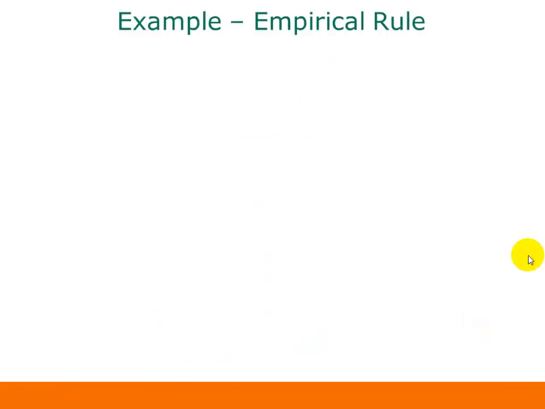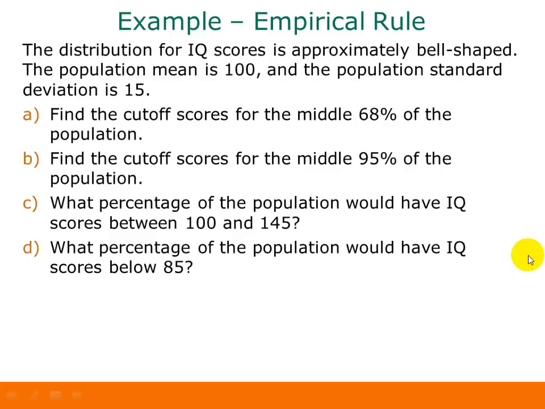Let's look at an example of using the empirical rule. The distribution for IQ scores is approximately bell-shaped. The population mean is 100 and the population standard deviation is 15. First we'll find the cutoff scores for the middle 68% of the population for IQ scores. Then we'll find the cutoff scores for the middle 95% of the population. Then we'll look at what percentage of the population would have IQ scores between 100 and 145, and then what percentage of the population would have IQ scores below 85.